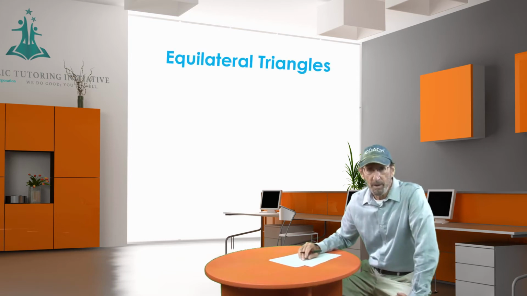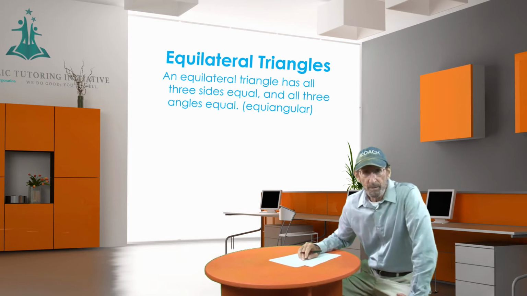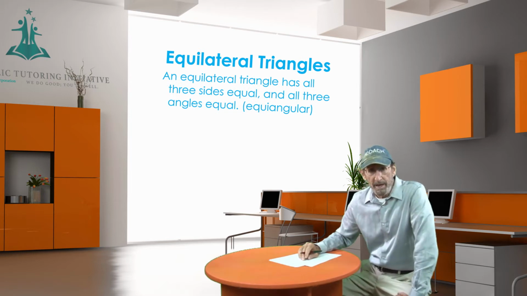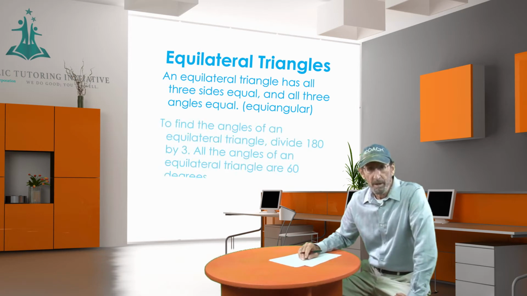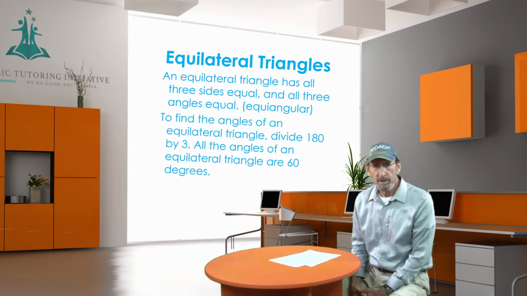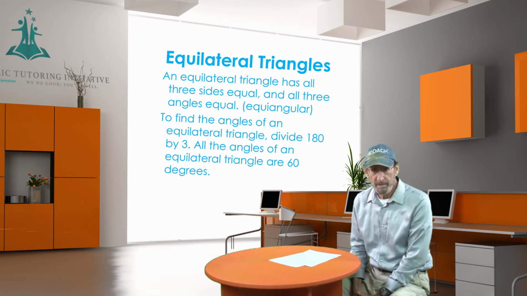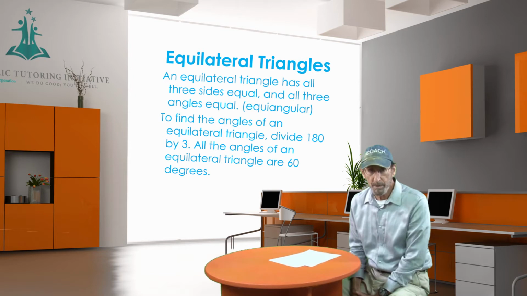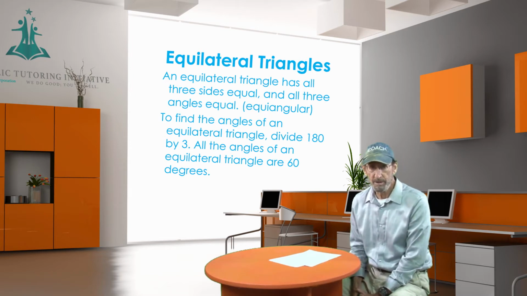The first one is one in which all three sides are equal. Do you know what this is called? Yes, it's an equilateral triangle. And because a triangle with equal sides also has three equal angles, it's also called equiangular. To find the measure of the angles of an equilateral triangle, all we have to do is divide 180 by 3. And it is worth remembering that the angles of an equilateral triangle are all 60 degrees.